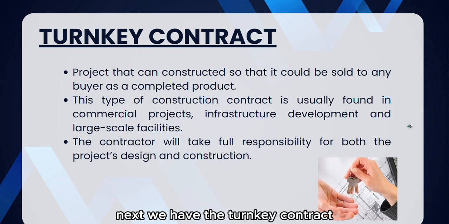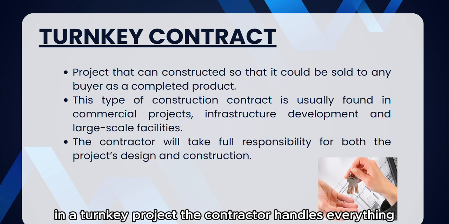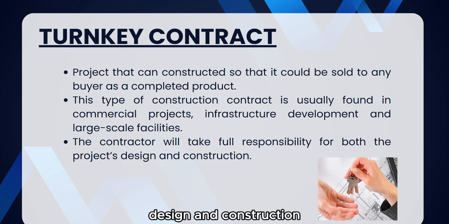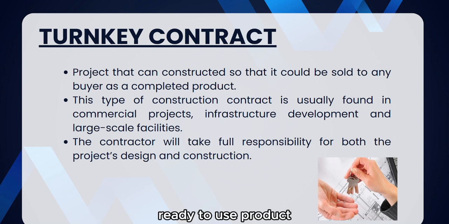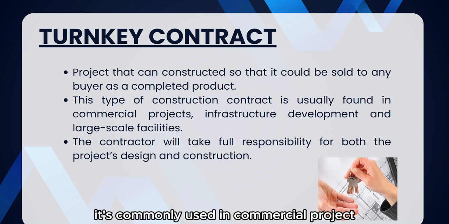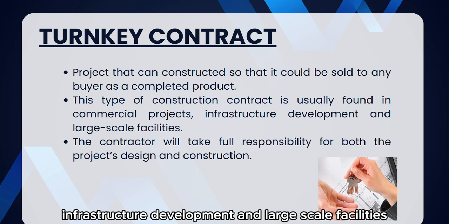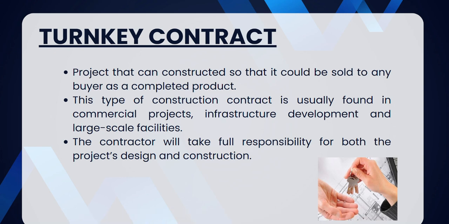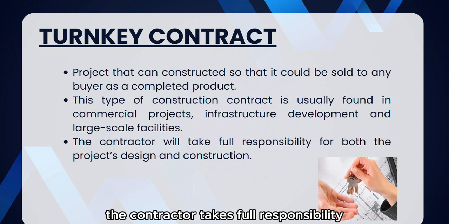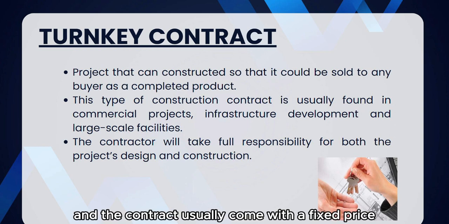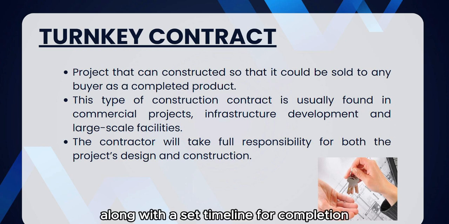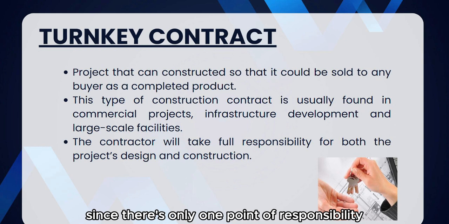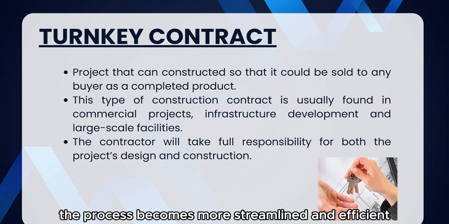Next, we have the turnkey contract. In a turnkey project, the contractor handles everything, design and construction, so that the project is delivered as a fully complete, ready to use product. It's commonly used in commercial projects, infrastructure development, and large-scale facilities. The contractor takes full responsibility and the contract usually comes with a fixed price. There is also a clear project scope that outlines exactly what the contractor needs to deliver, along with a set timeline for completion. Since there's only one point of responsibility, the process becomes more streamlined and efficient.